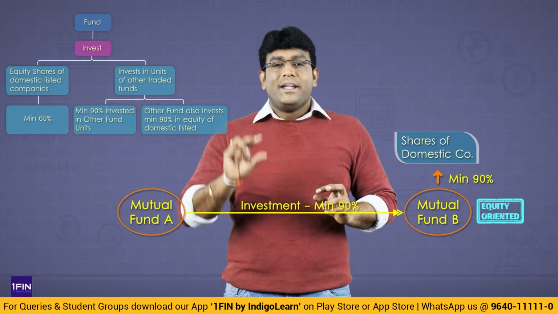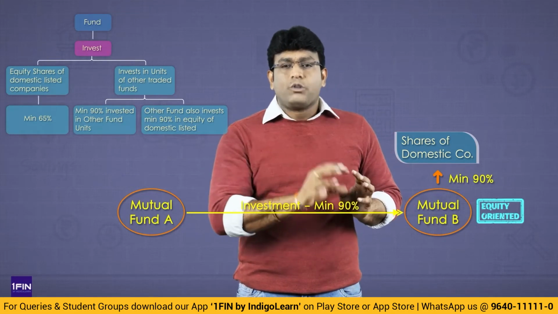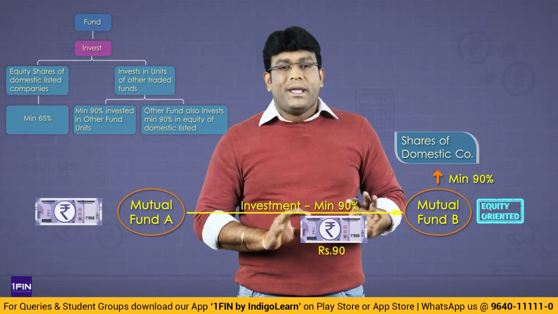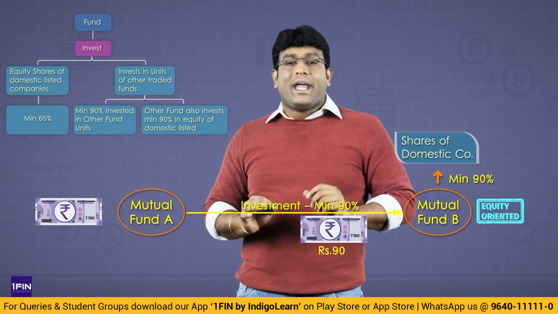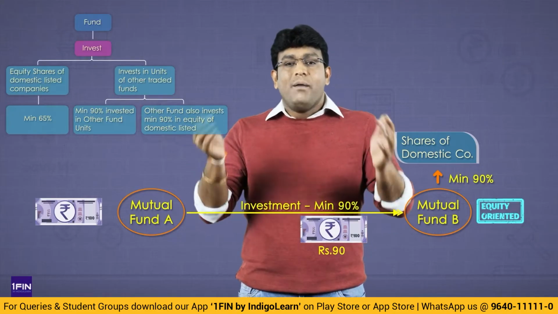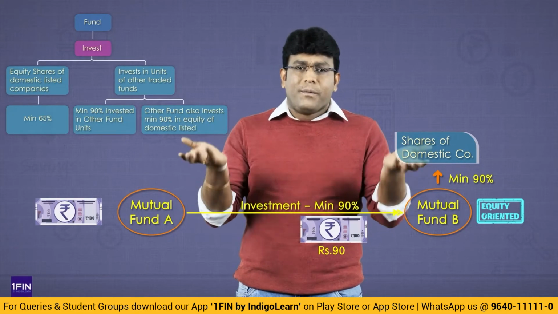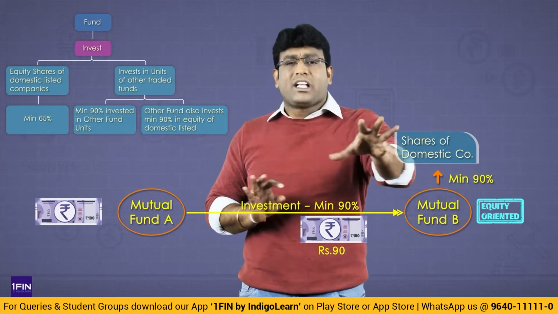So for example, there is mutual fund A. Mutual fund A has got 100 rupees. Out of 100 rupees, at least 90 rupees they have to put in mutual fund B. And mutual fund B should again put at least 90% in equity shares of domestic companies. Then we will regard mutual fund A as an equity oriented mutual fund. Mutual fund B is anyways equity oriented because at least 65% they directly put in equity shares of domestic companies.